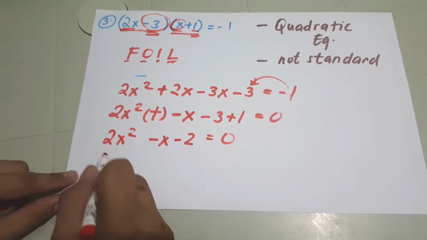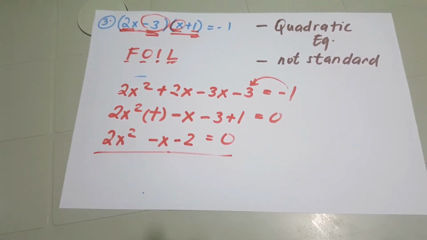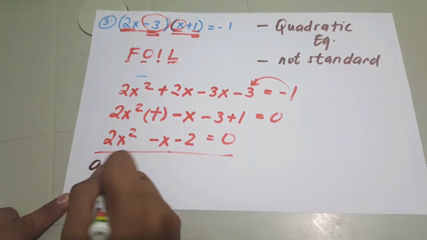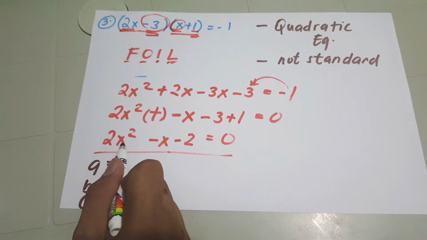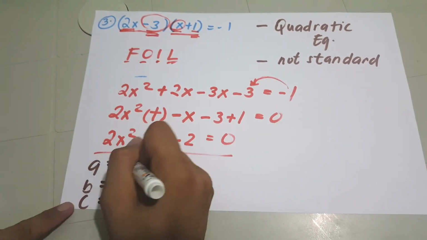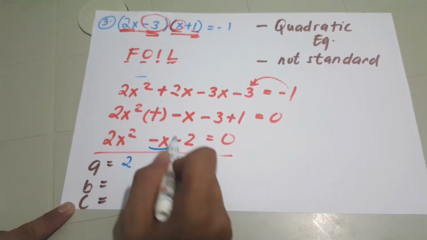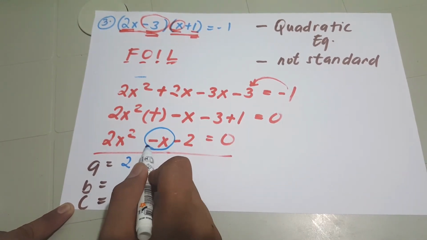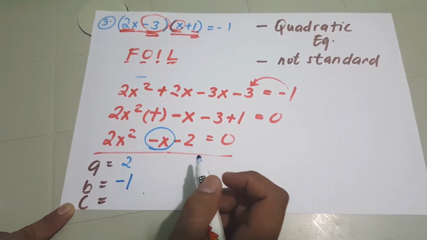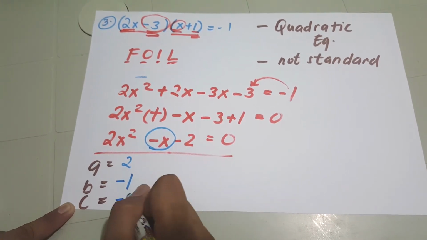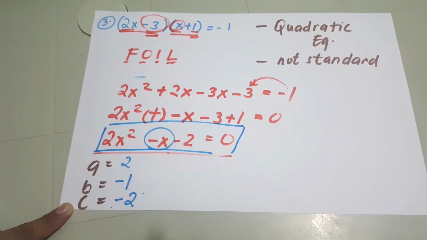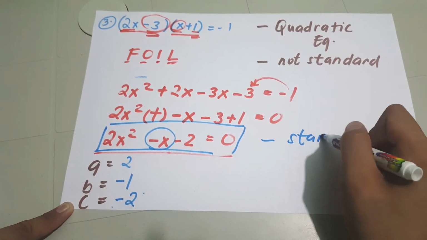Now, this is written in the standard form, and we are going to identify our ABCs, A, B, and C. Okay, A, laging kasama ni x squared, that's 2. B, laging kasama ni x. Okay, parang wala kang nakikita, pero negative 1 yan. Okay, nalimutan mo na ng algebra, no? Okay, and then C, yung walang kasamang variable, negative 2. Okay, and now, etong mismong to ay standard equation.